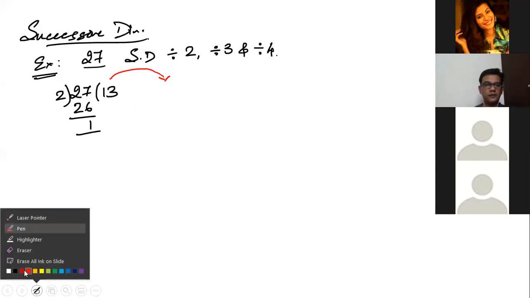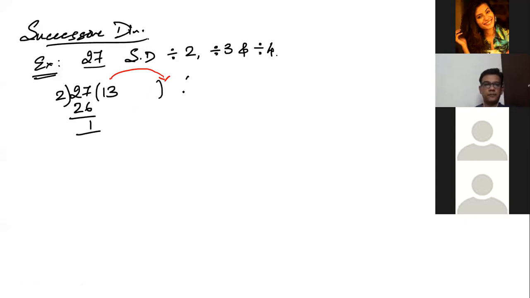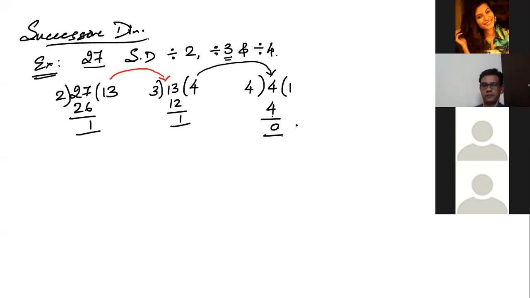What should I do next is the quotient I get. I have to now divide this quotient by my next divisor, which is, let's say, 3. 3 fours are 12 and remainder is 1. And next, I have to divide this quotient 4 by the next divisor 4. 4 ones are 4, remainder is 0. So now I have used all my divisors 2, 3, and 4. And I have divided the number 27 successively.